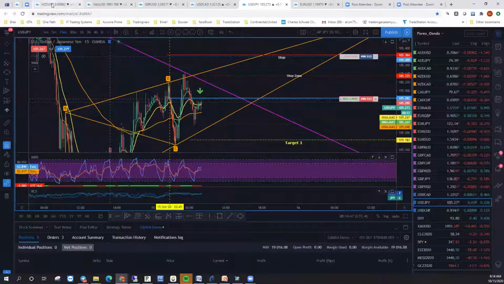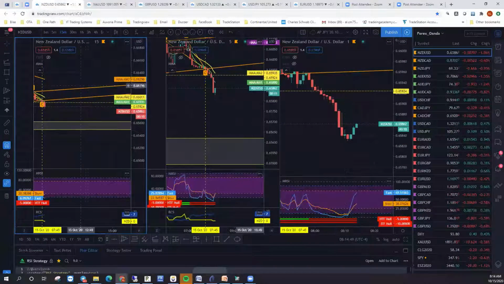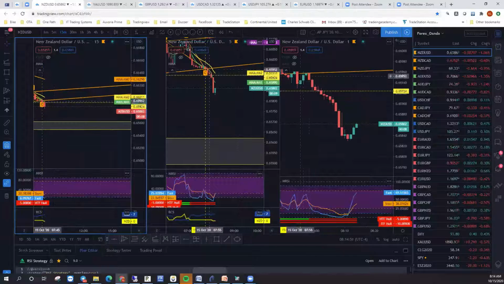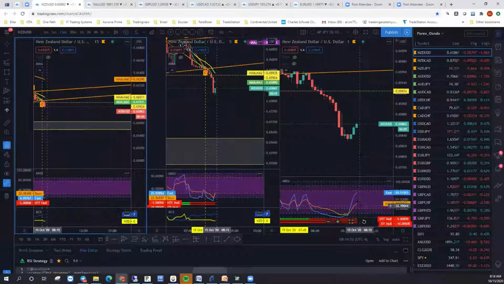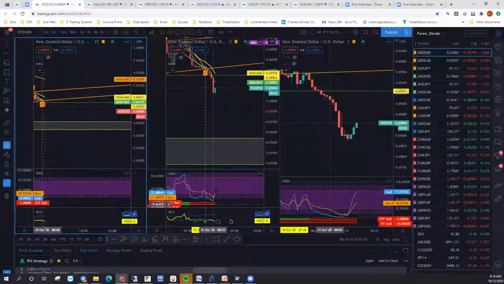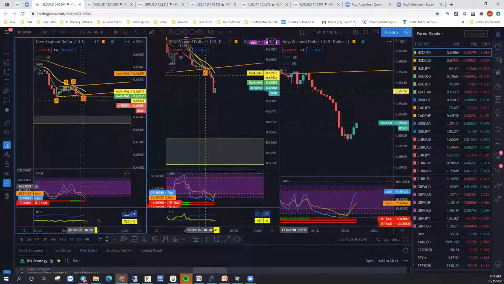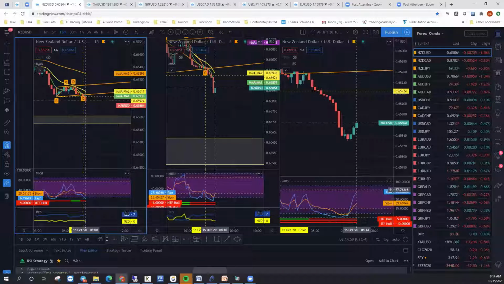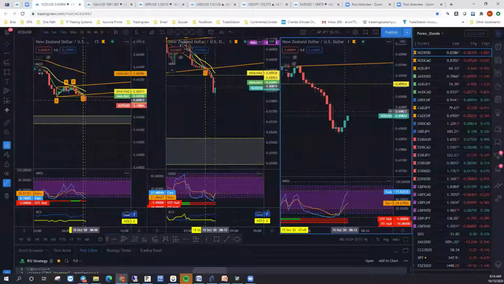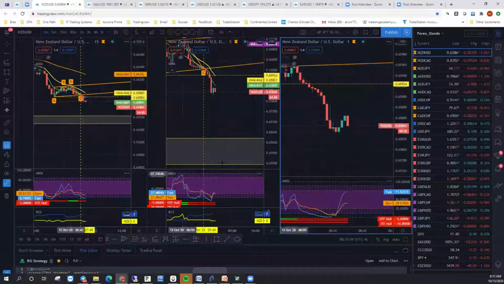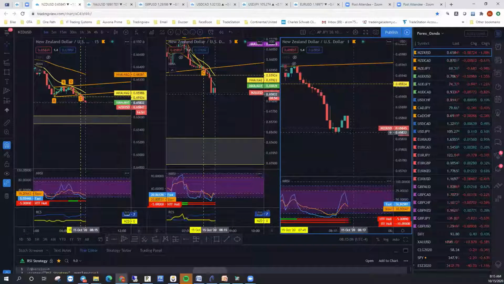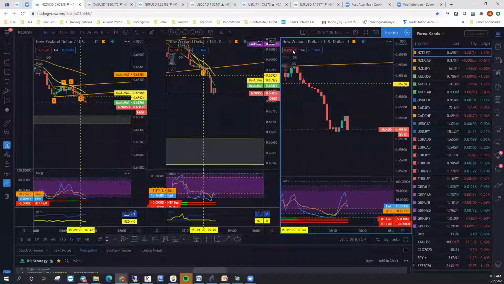Let's see if New Zealand's doing anything for us so we can get into this New Zealand trade. Nice little hook, getting a hook back coming up. This RSI is still buried down here, still buried down here. We're getting a nice little pullback. So this is a little wedge in itself. Yeah, that might be an entry, Al. This will be an entry right here.